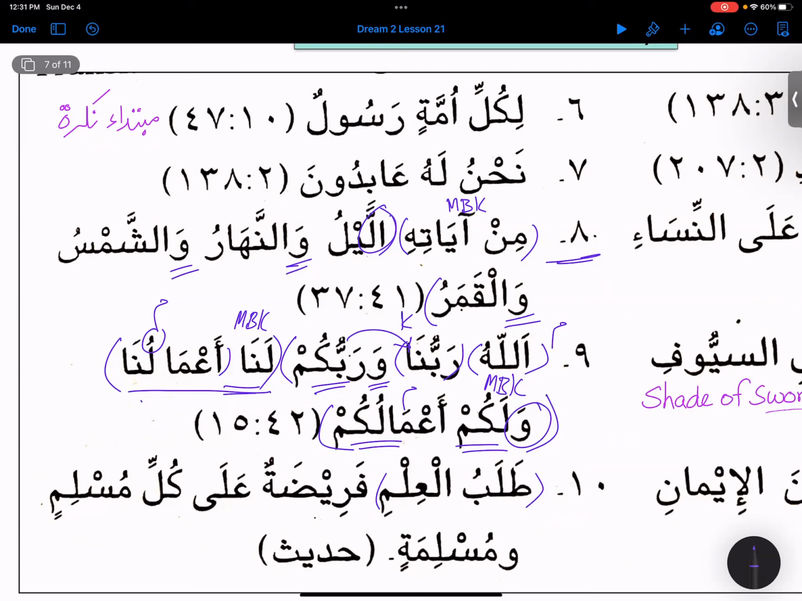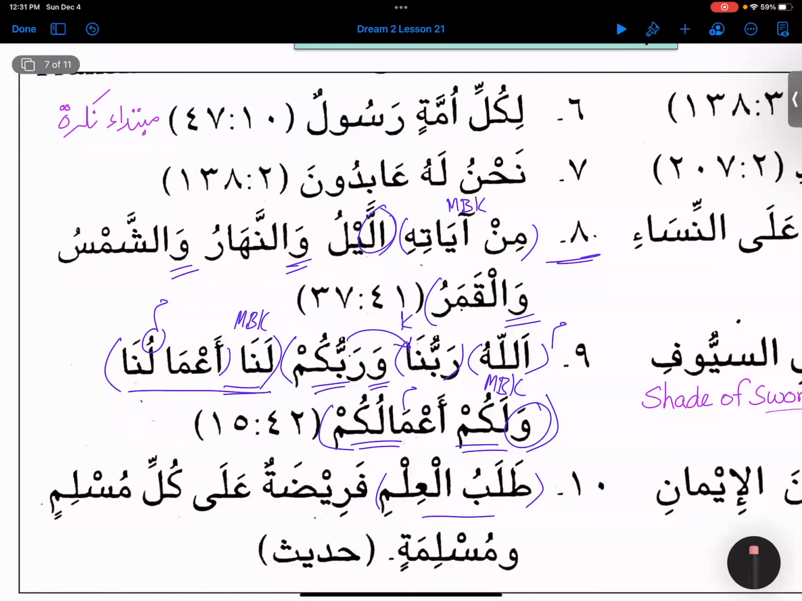Number 10, talabul ilmi. What does that mean, talabul ilmi? And what kind of construction is it? Desire of seeking knowledge. The student of... No, it's not talib. If it is talibul ilm, then you can say student. Talib is a different word. This is talab, desire. Talabul ilmi, seeking of knowledge. Faridatun. So what is this seeking of knowledge doing over here?